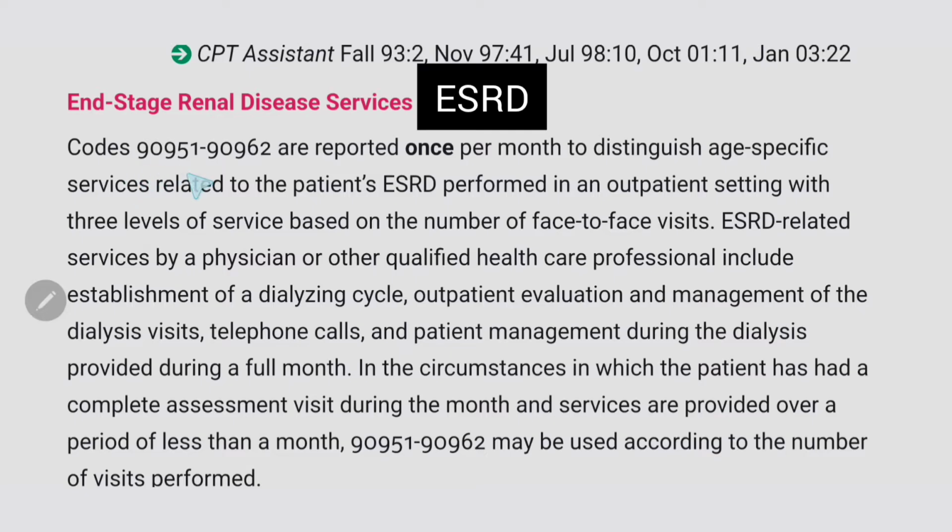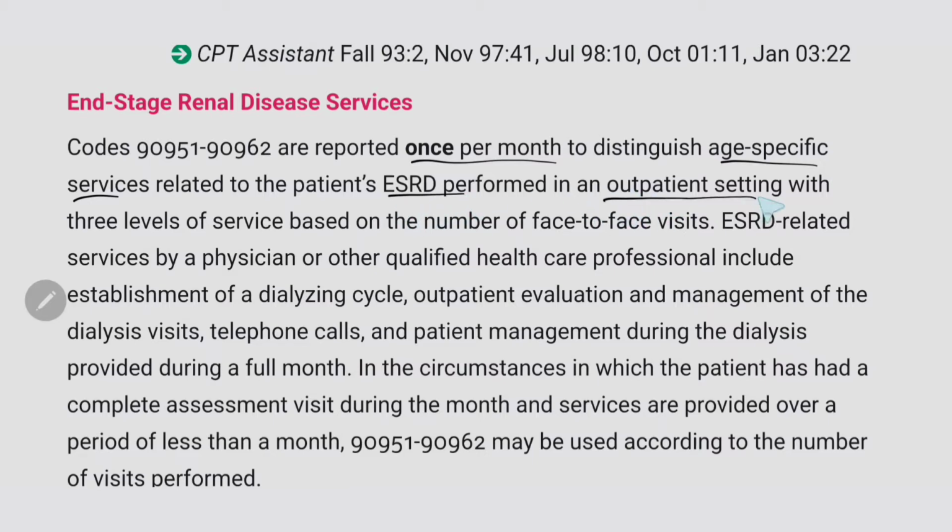So the codes 90951 to 90962 are reported once per month to distinguish age-specific services related to the patient's ESRD performed in an outpatient setting with 3 levels of service based on the number of face-to-face visits. So this is the guideline related to these codes 90951 to 90962, that it is reported once per month to distinguish age-specific services related to patient's ESRD performed in an outpatient setting.